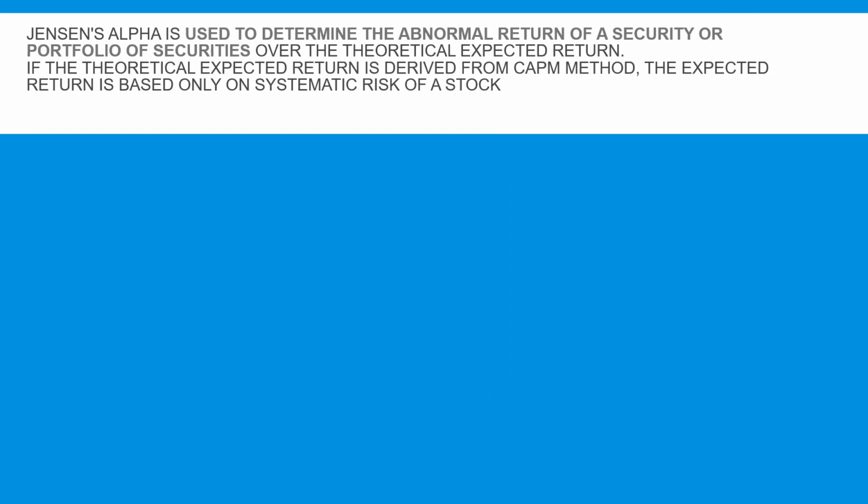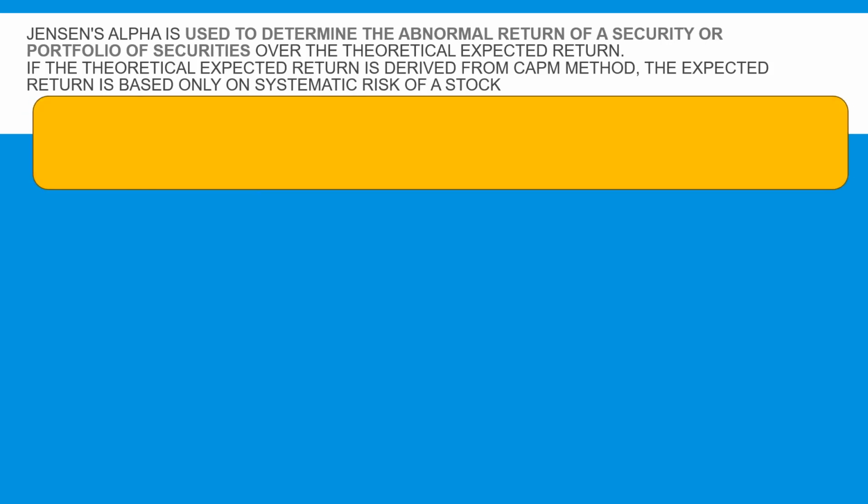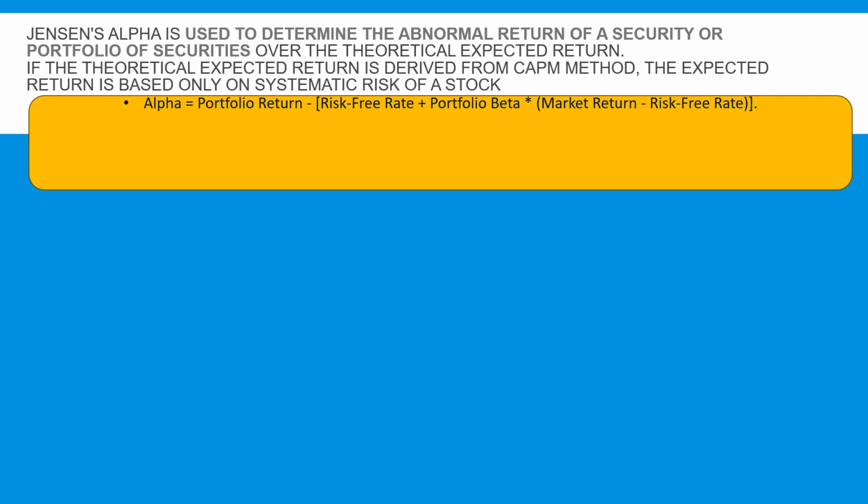Now let's evaluate how Jensen's alpha works. Jensen's alpha is used to determine the abnormal return of a security or a portfolio of securities over the theoretical expected return. If the theoretical expected return is derived from the CAPM method, the expected return is based only on the systematic risk of a stock. Alpha equals portfolio return minus [risk-free return plus portfolio beta times (market return minus risk-free return)]. So that is the actual return given by a stock over the expected return derived from the beta-based return.